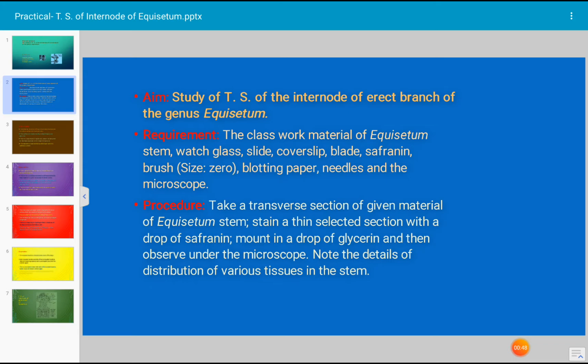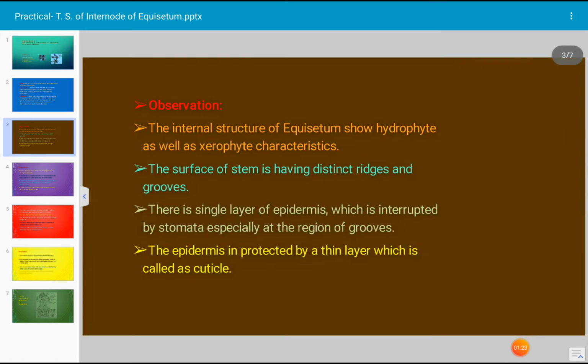The procedure for the practical is that we have to take a transverse section of the given Equisetum stem, take many sections and select a very thin section, stain the selected section with a drop of safranine, remove it, and mount in a drop of glycerin. This is a temporary slide preparation. Then observe this slide under the microscope and note all the details of distribution of tissue.